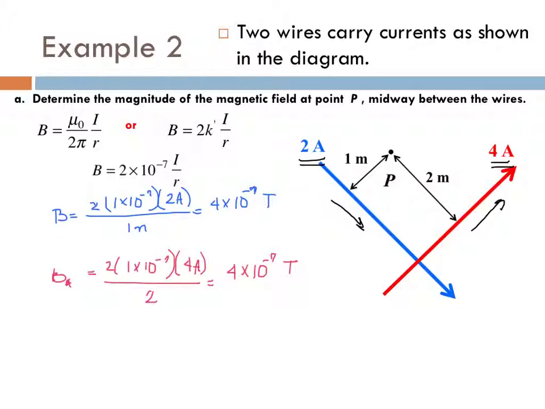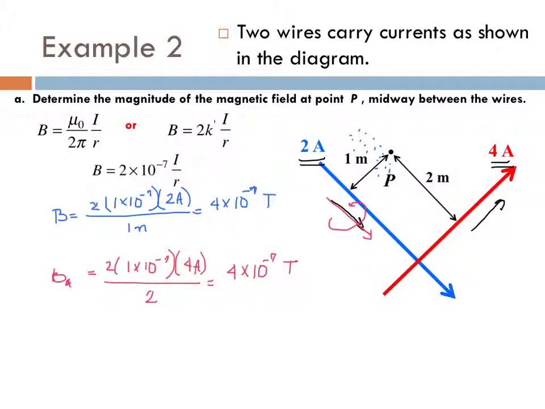Now, before we add them together, we need to make sure they're going at least in the same direction. So if our thumb goes out in this direction and our fingers curl around this wire, at point P, due to B, our magnetic field comes out of the page. So this is going to be represented by dots. Now these are blue dots, so this is the magnetic field due to the blue wire.